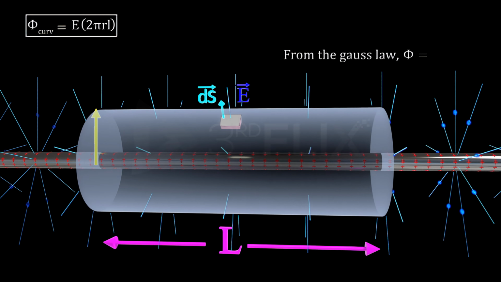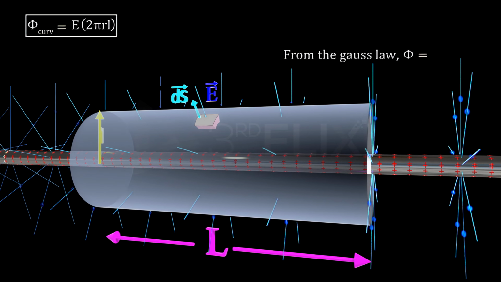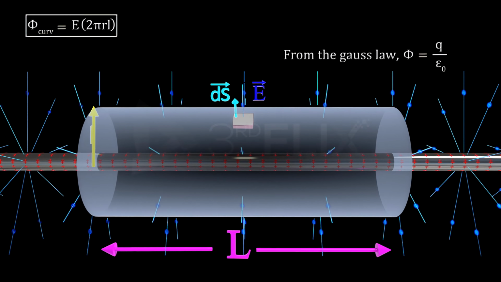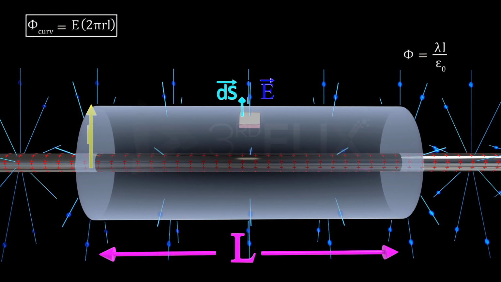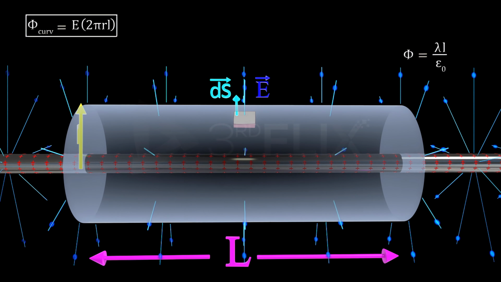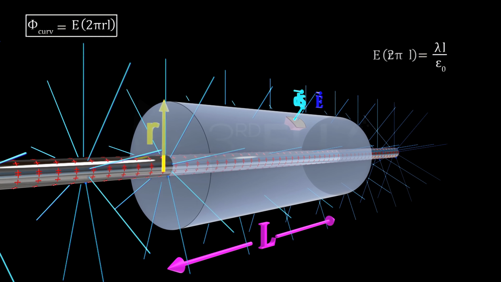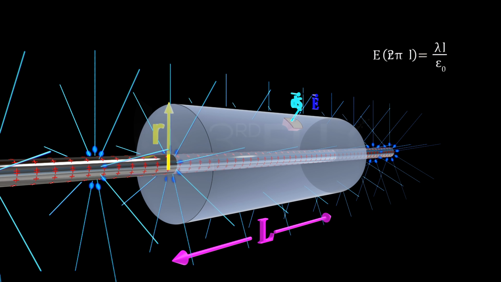From Gauss's law, the flux through the Gaussian surface must be the charge contained in the cylinder divided by epsilon naught, that is, lambda L by epsilon naught. Hence, the magnitude of the electric field at a distance r from the cylindrical charge is lambda by 2 pi epsilon naught r.